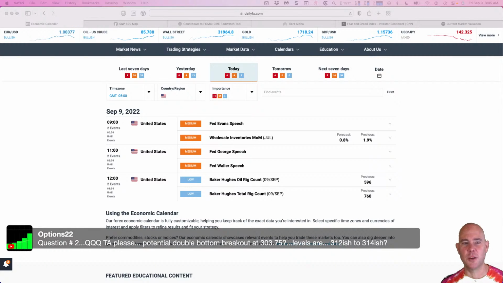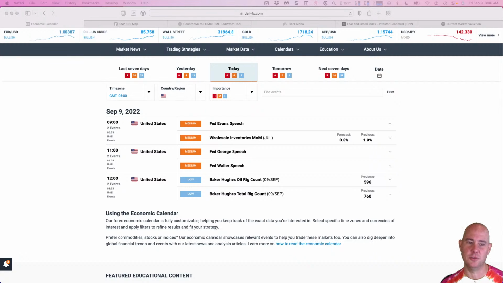Question. Do you only get one question, Options 22? Sorry. QQQ TA analysis, potential double bottom breakout at 303.75. Levels are, we'll take a look at the Qs.